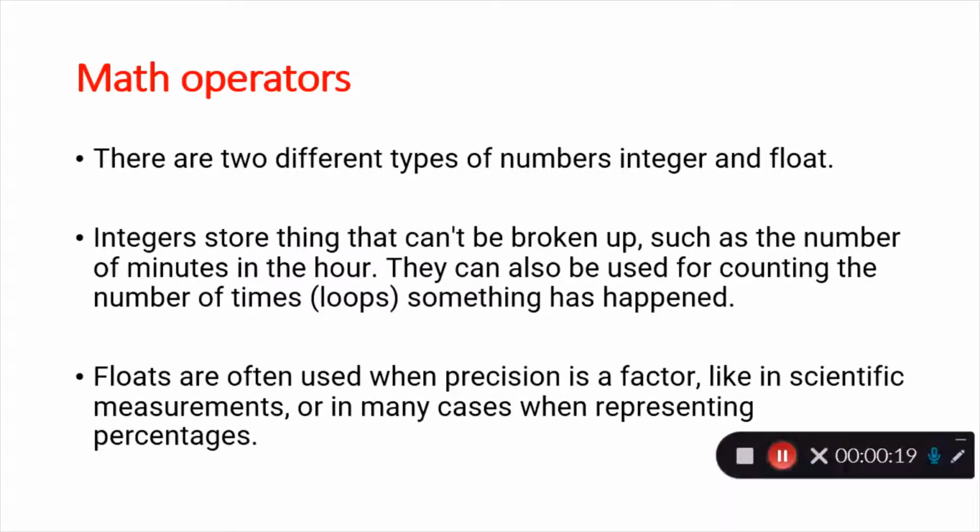As mentioned earlier, we have two different types of numbers, integers and floats. Integers store things that can't be broken up, such as the number of minutes in an hour. They can also be used for counting the number of times something has happened or looped. Floats, or decimal numbers, are often used when precision is a factor, like in scientific measurements, or in many cases when representing percentages.